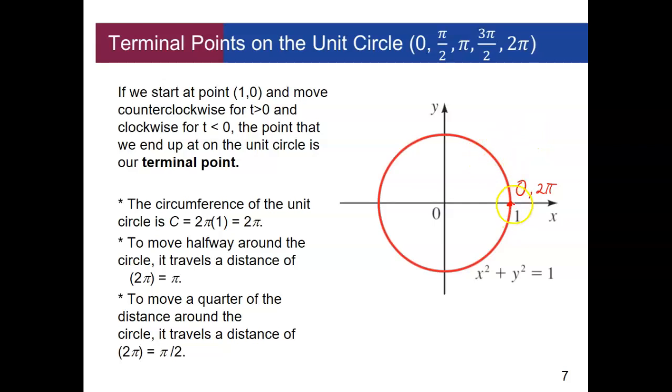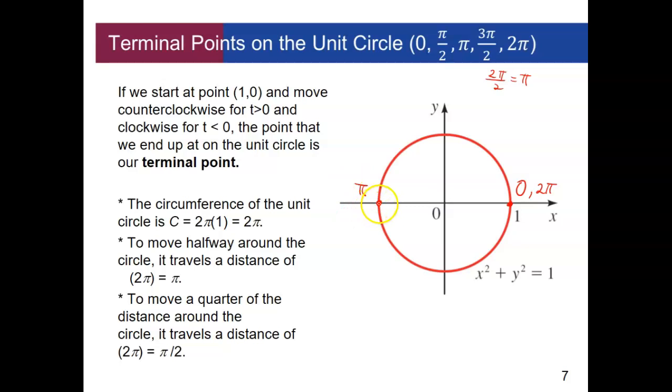So I want to look at some of these other terminal points on the unit circle that are important to us. And one of those is halfway around the circle. So if one whole revolution of the circle is 2 pi, then if I cut that in half, I'm just going to be at pi. So the coordinates over here, halfway around this circle, is pi. The terminal point is pi.